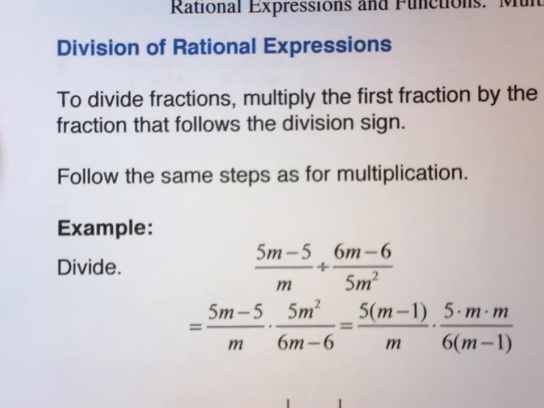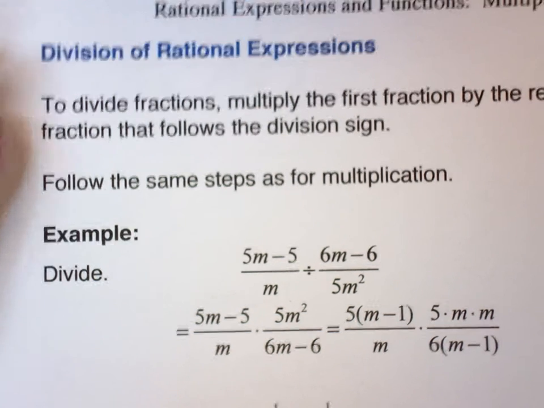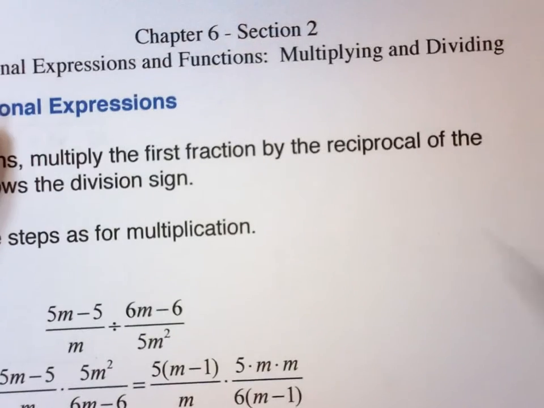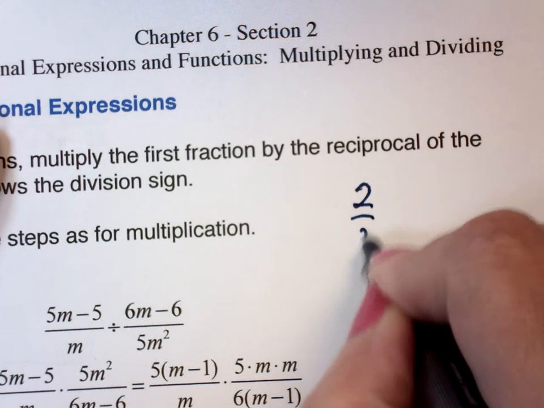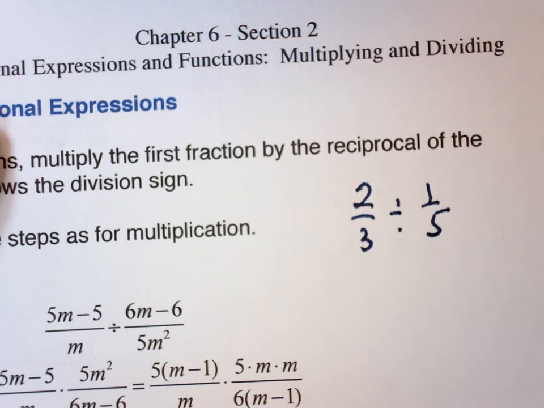The spiel: to divide fractions, multiply the first fraction by the reciprocal of the fraction that follows the division sign. Then follow the steps as for multiplication. Well, that goes to arithmetic. If I had 2/3 divided by 1/5, what would I do?